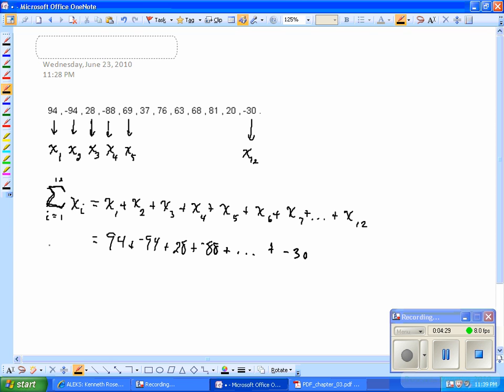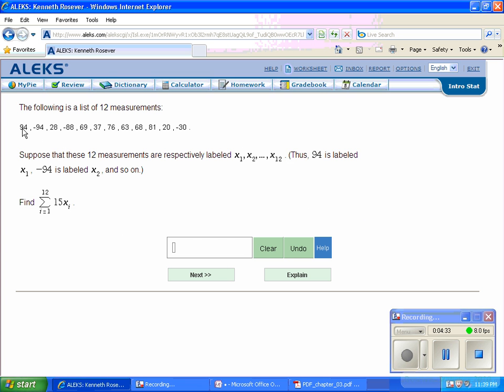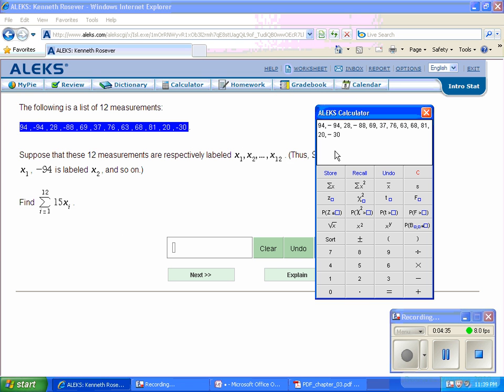Now, that's very easy to do in Alex. In Alex, if you want to add up a list, you just click on the list, the calculator will automatically come up, and you just hit sum of the x's, and it'll tell you that they add up to 324. And you'd be done if that's what this was asking for. However, it's not asking for that. It's asking you to find the summation of 15 times xi as i goes from 1 to 12. So that's a little different.